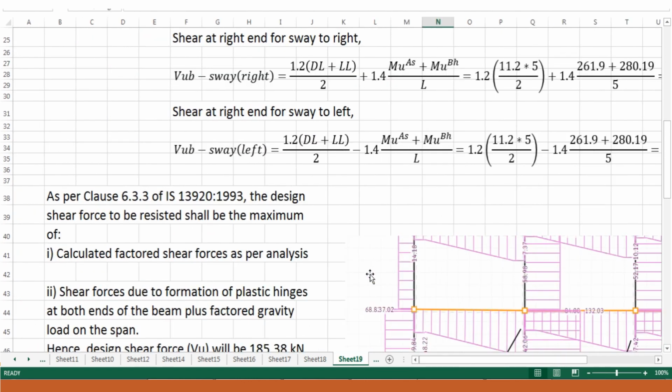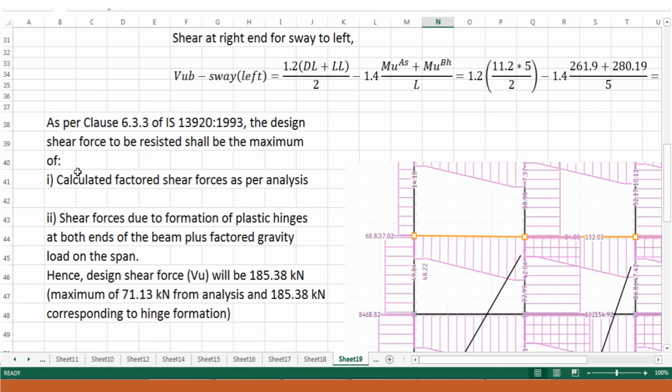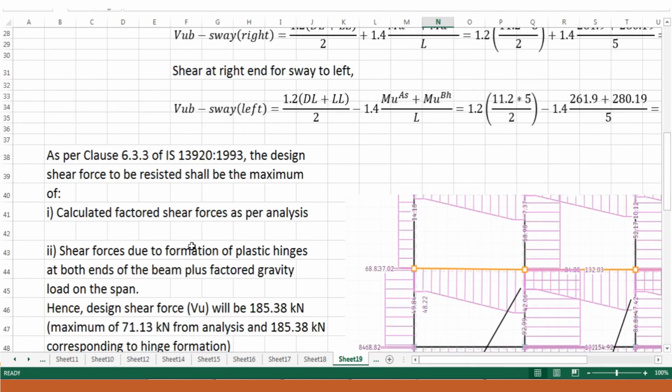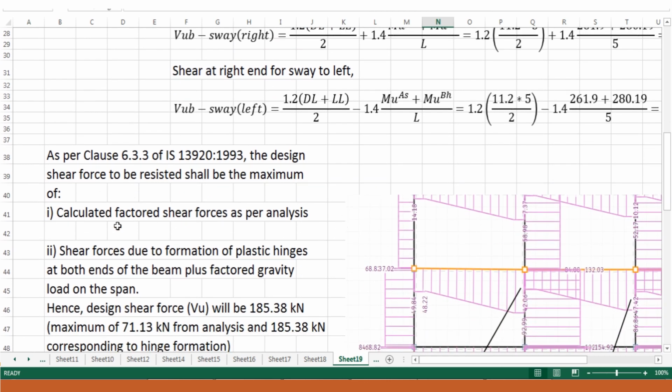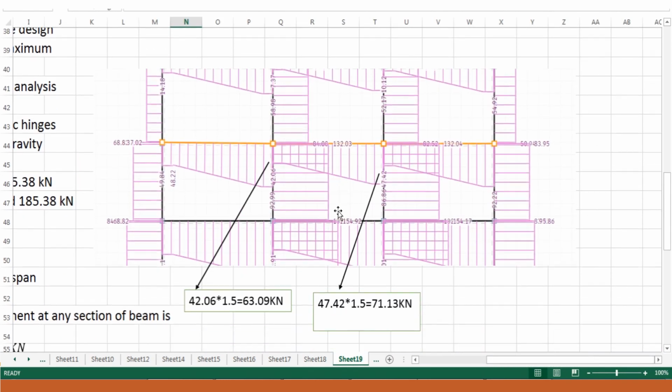Now, as per IS 13920 clause 6.3.3, the design shear force that is to be resisted shall be the maximum of the calculated factored shear forces as per analysis, or the shear force due to the formation of plastic hinge at both ends of the beam plus the factored gravity load on the span. Hence, either you have to take the value of calculated shear forces. Now we have calculated that already in the previous lecture.